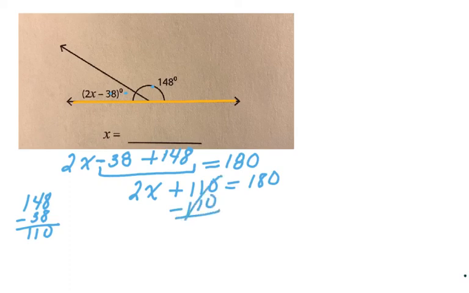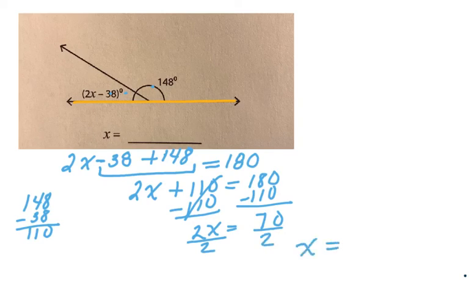110 cancels out. So I have 2x left equals, that's 0. 8 minus 1 is 7. And 1 minus 1 is 0. So that's 70. Now this is 2 times x. So I'm going to divide by 2. And when I divide by 2, x will equal 35.